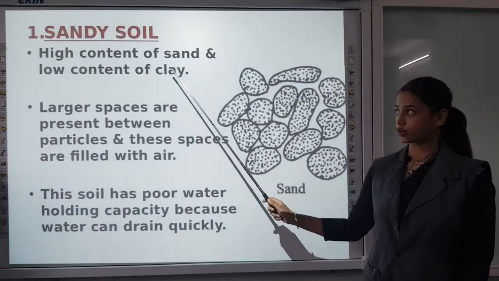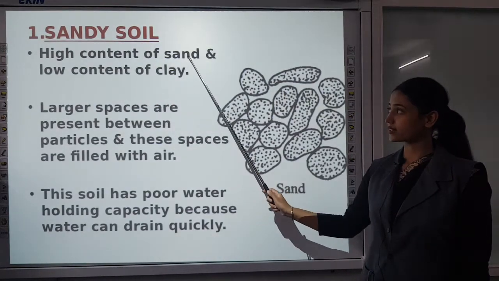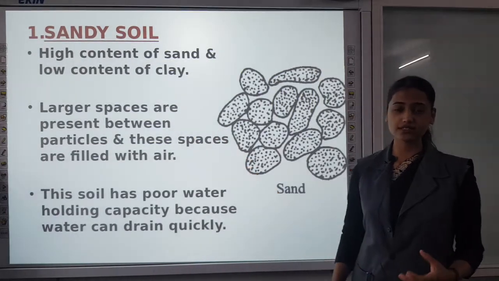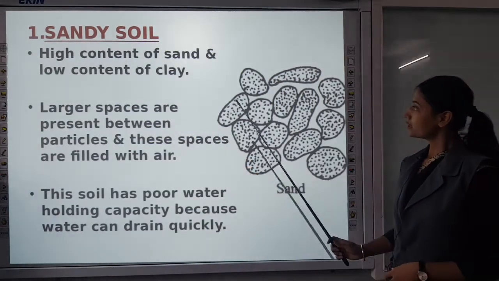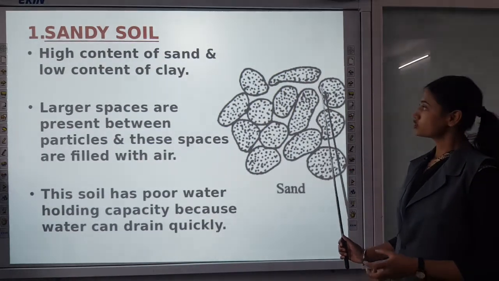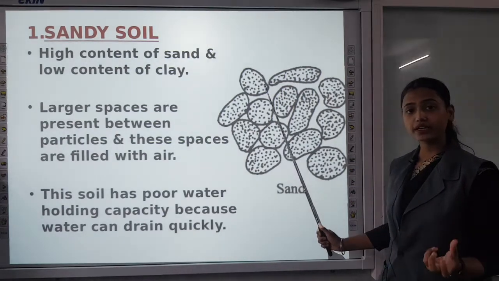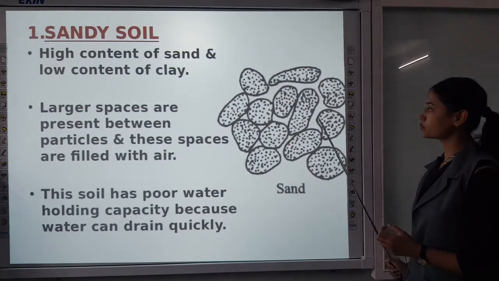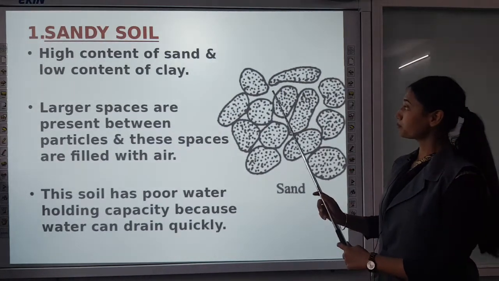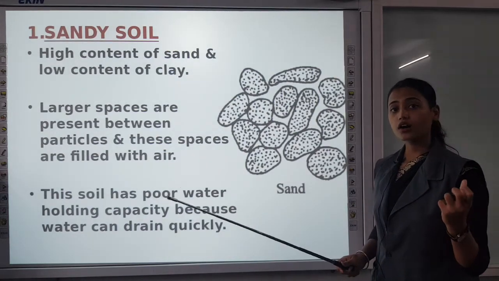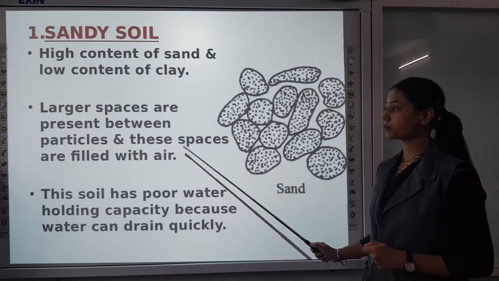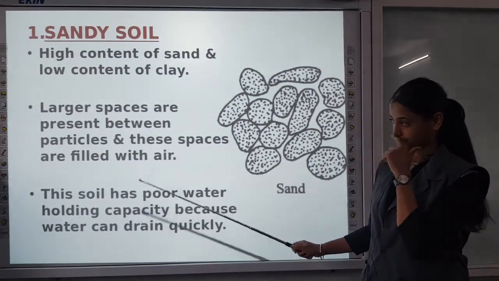First is sandy soil. It has high content of sand and low content of clay. As the name represents, sandy soil means it has large proportion of sand. Now you can see the particles of sand are very big, they are larger in size. So as the particles are larger, more spaces are present in between the particles, and these spaces can hold air.